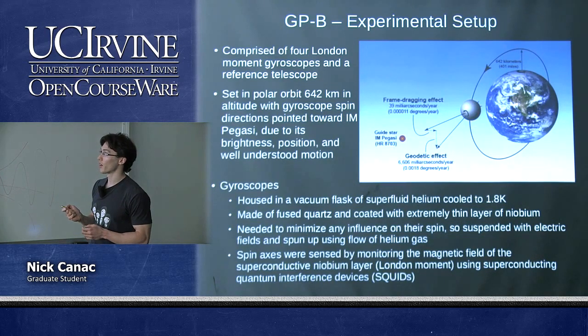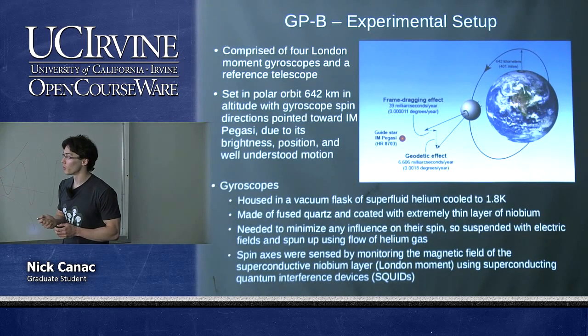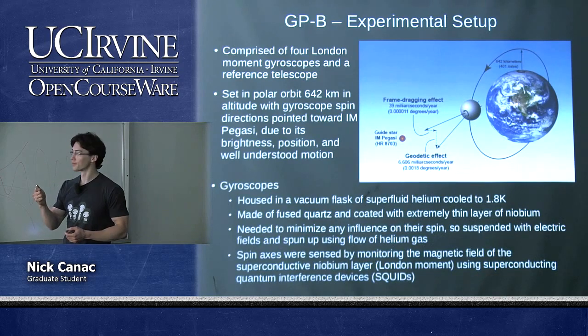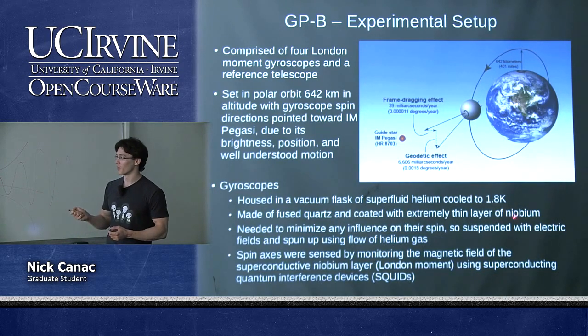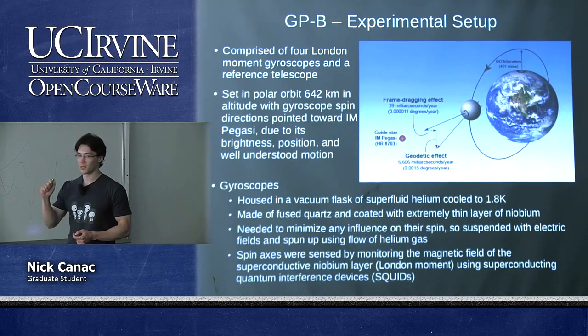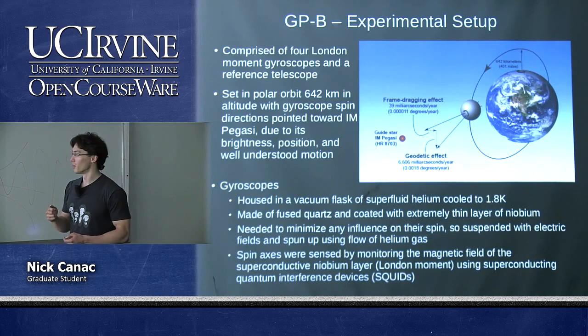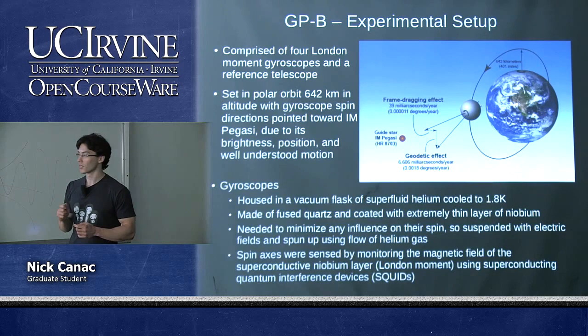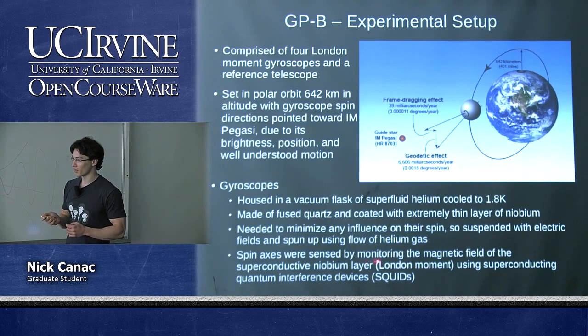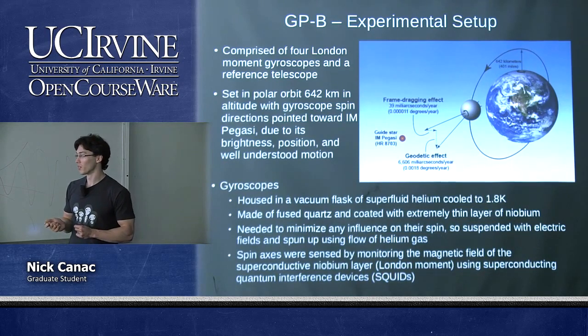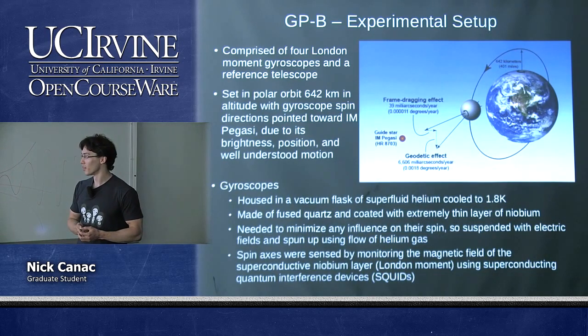So in the spacecraft, they had 4 London moment gyroscopes. What a London moment gyroscope is, is a gyroscope that they coat with niobium, and then they supercool it, so it's a superconductor. And what happens is, if you have a spinning superconductor, you get a magnetic field which is aligned with the rotational axis. And then they can measure the direction of the magnetic field using SQUIDs. So that's how they measure the spin.